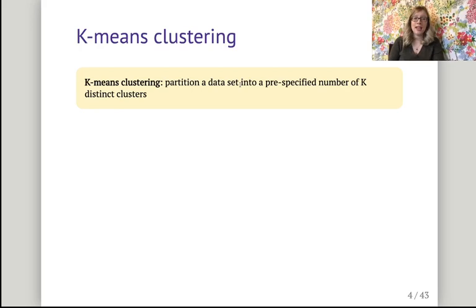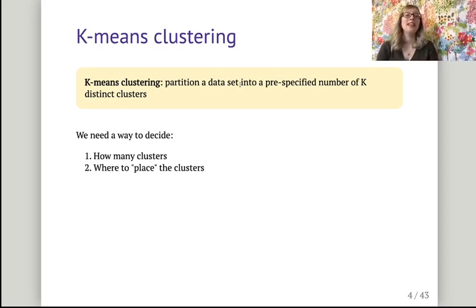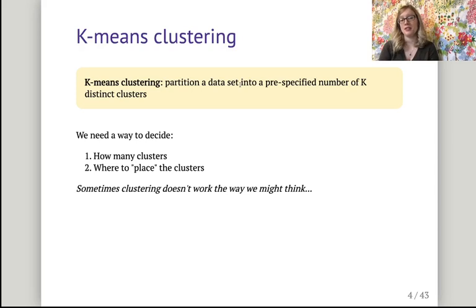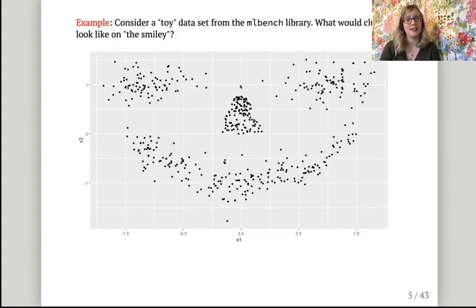So let's start with k-means clustering. In k-means clustering, we partition a data set into a pre-specified number of k distinct clusters. We need a way to decide how many clusters there are and where we're going to place those clusters. Now, there are some interesting quirks of k-means clustering, and you'll actually work through this with a very small toy data set. I want to show you another toy data set.